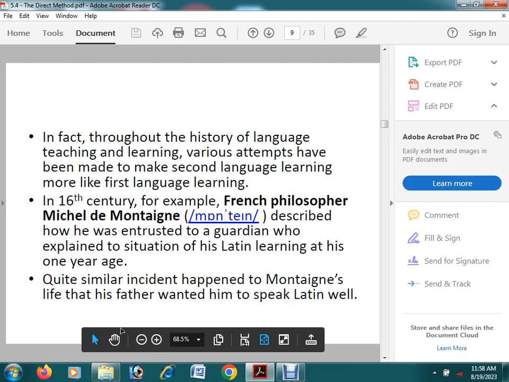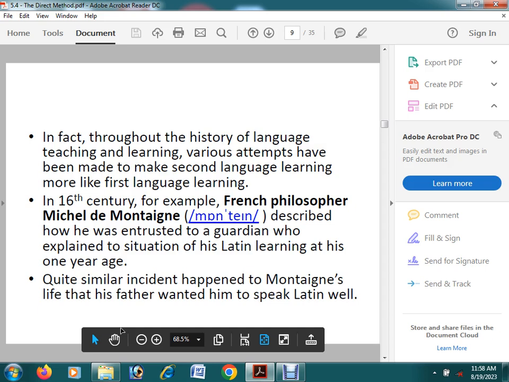Okay. And a quite similar incident happened in Montaigne's life, and his father wanted him to speak Latin well. Montaigne had a history, and he compiled it in his essays. And what is the history? That is the way of learning the Latin language. What was the method used for learning Latin? That is the grammar translation method.